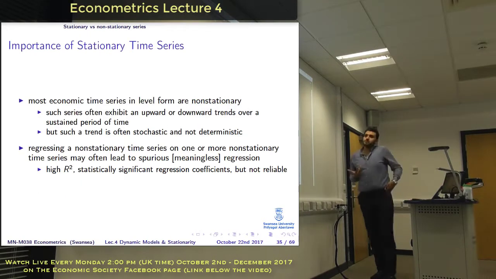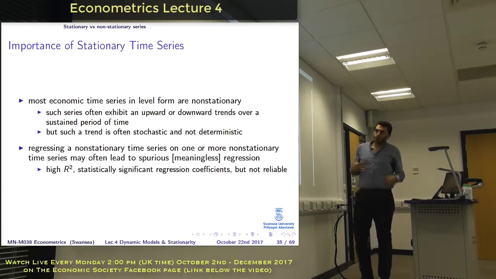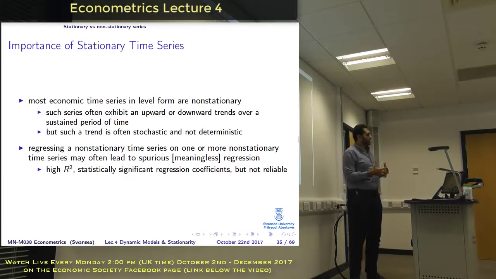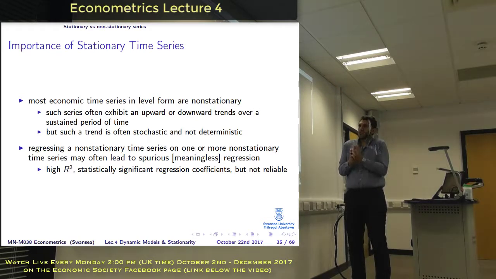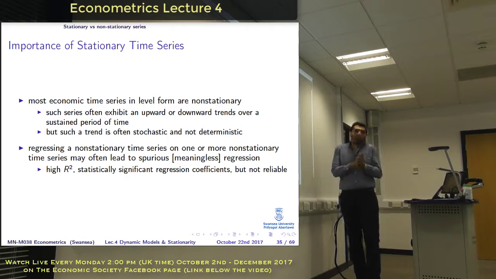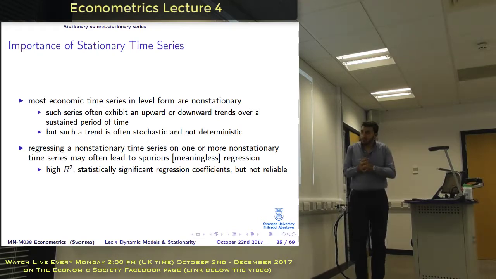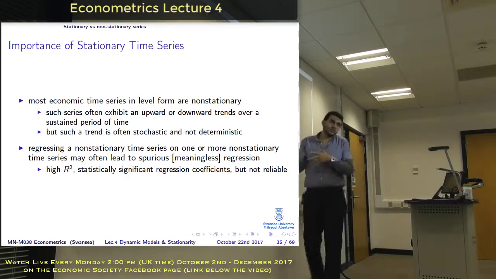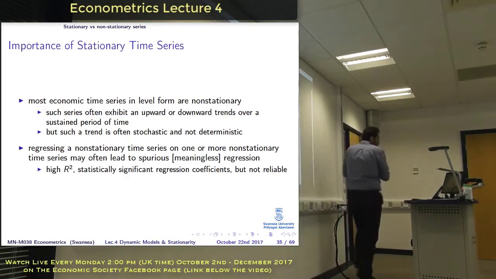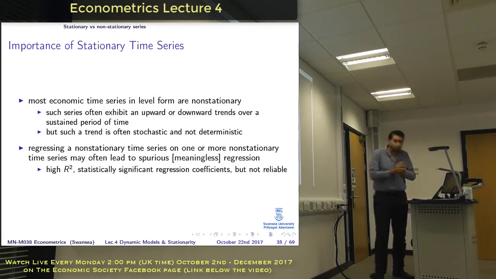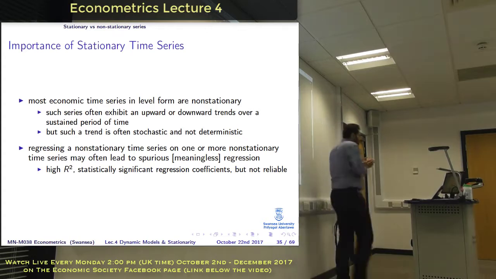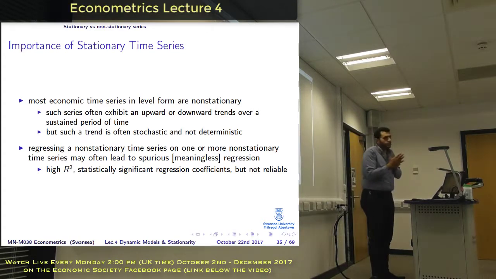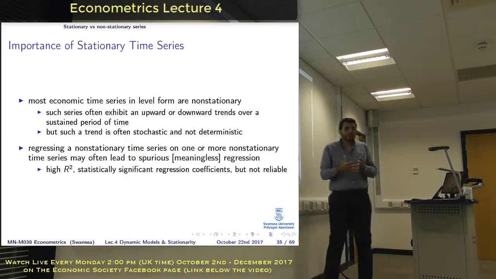So what is the problem here? As we said, we mainly assume that the data we use are stationary, or OLS assumes stationary data. But this is not the case in real life. Most data would not be stationary. But if we regress a non-stationary time series on one or more non-stationary time series on the right-hand side, this might lead to what is known as spurious regression. Spurious regression means meaningless regression.